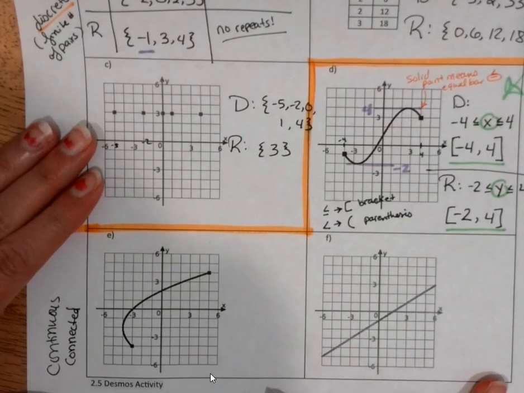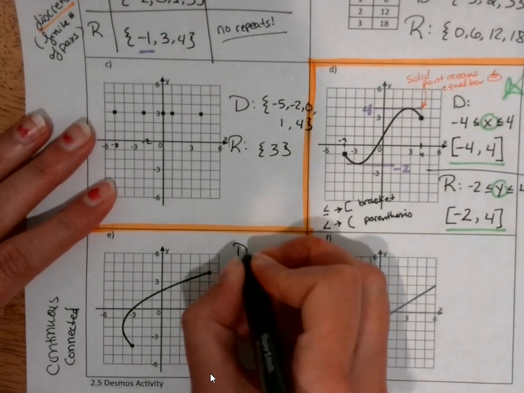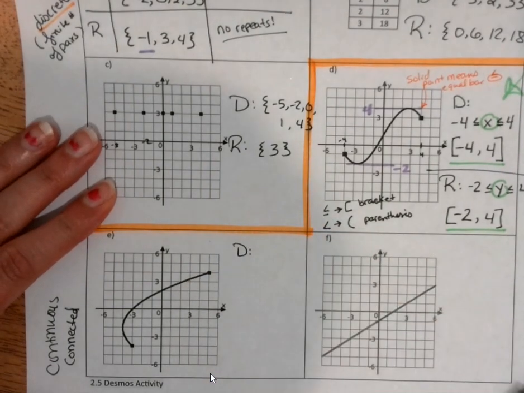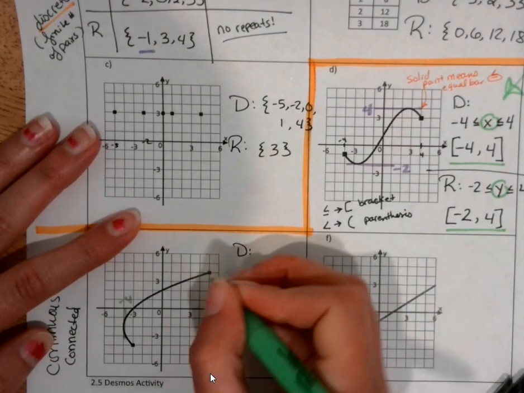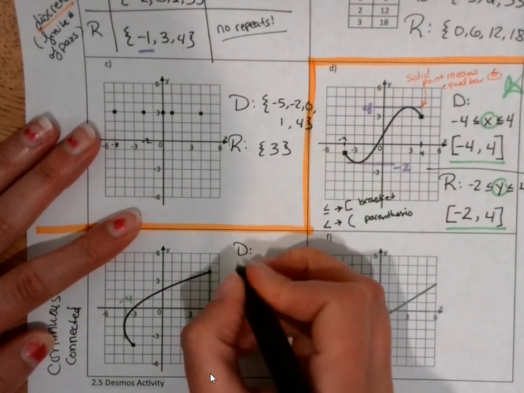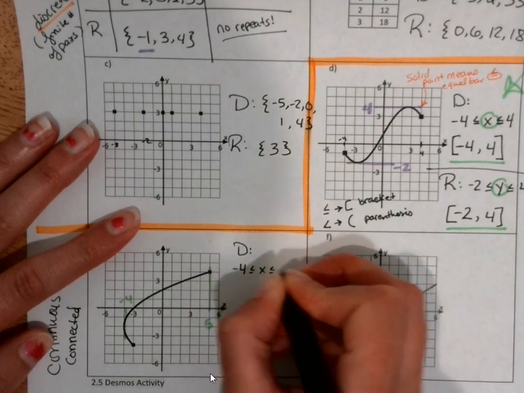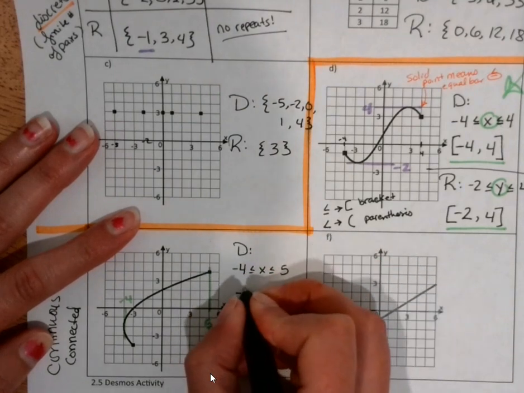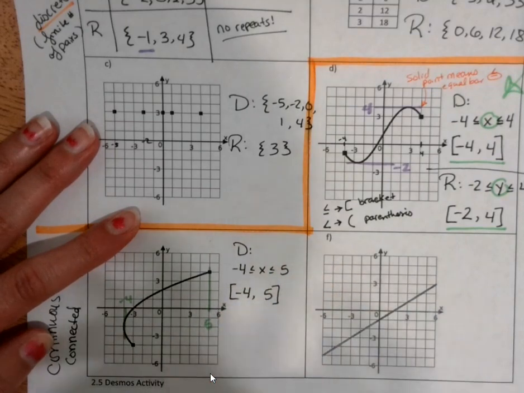Okay. Let's get our domain and our range for parts E and F. E, the domain, the smallest x value, leftmost, looks like -4, and the highest is 5. So my domain is going to be -4 less than or equal to x less than or equal to 5. And in interval notation, that's -4 bracket, 5 bracket.